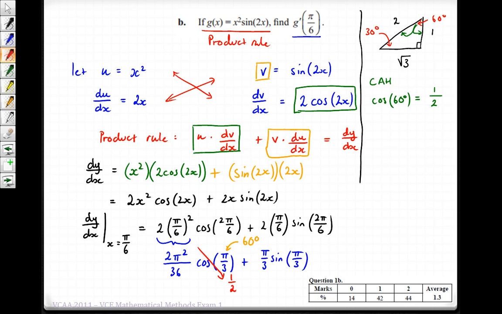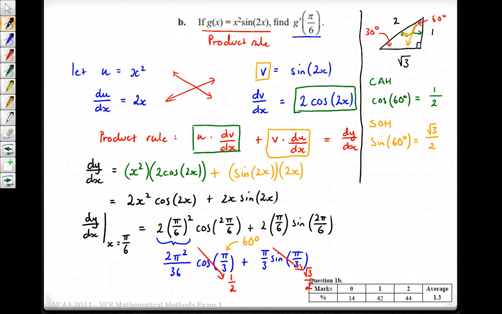And then we need to find sine of pi on 3. So I'll do that in orange. We know sine is SOH, so we know sine of 60 degrees is going to be equal to opposite on hypotenuse. So let's have a look. Opposite is root 3 on our, again, hypotenuse, which is 2. So we know that this guy here is just root 3 on 2. I hope you can read that.